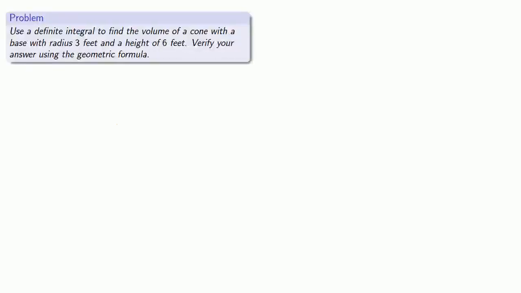For example, let's use a definite integral to find the volume of a cone with a base of 3 feet and a height of 6 feet. And since this is a new process, let's go ahead and verify that our answer is correct using a geometric formula. So let's take a look at our cone.